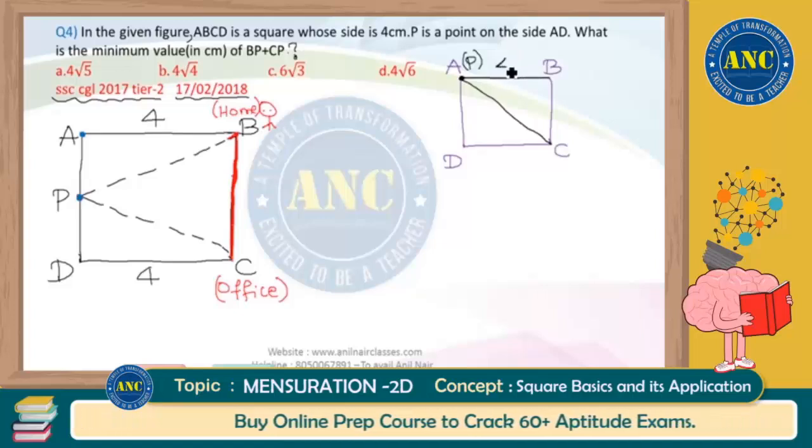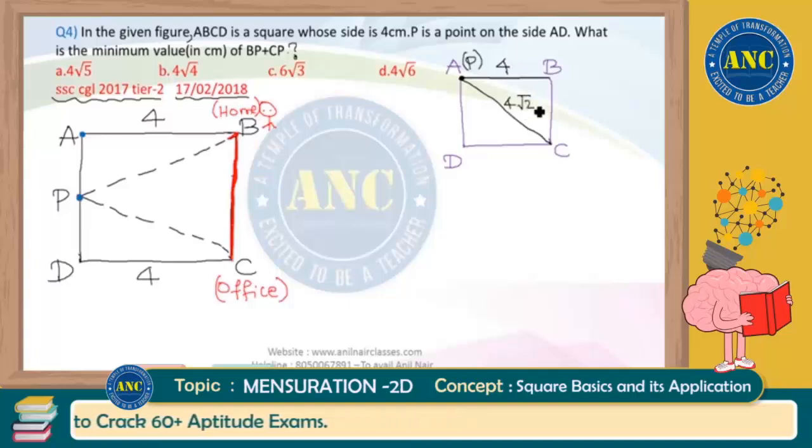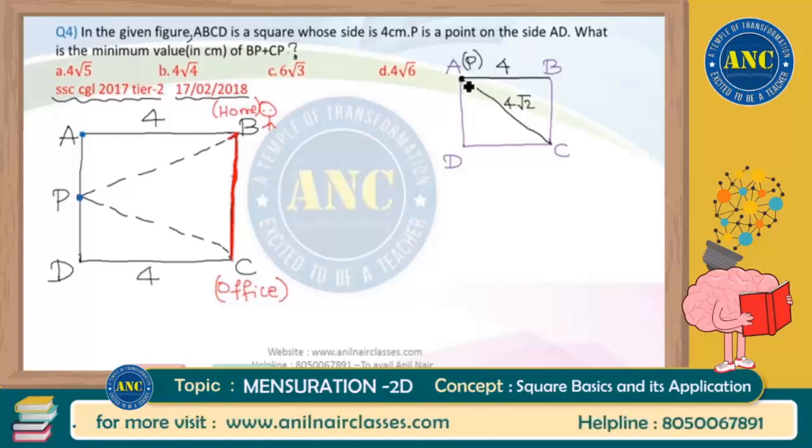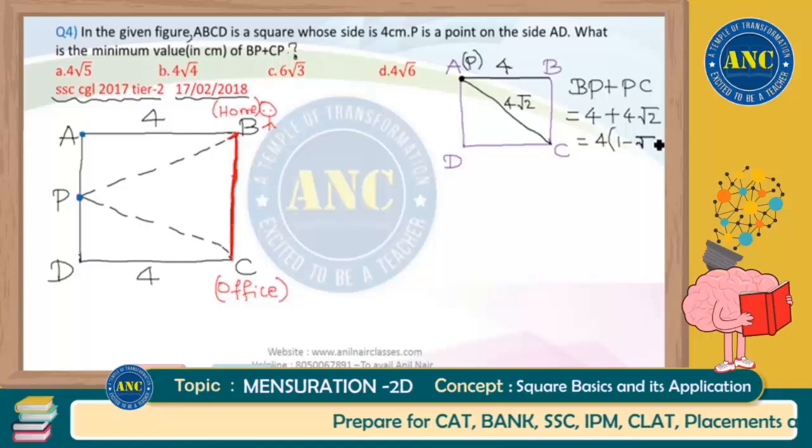If this side is 4 centimeters, the diagonal will be 4 root 2, right? The diagonal of a square is side into root 2. That means if point P is exactly coinciding with point A, then the distance that I need to travel, BP plus PC, is equal to 4 plus 4 root 2, right? If I take 4 common, it is 4 times (1 plus root 2).